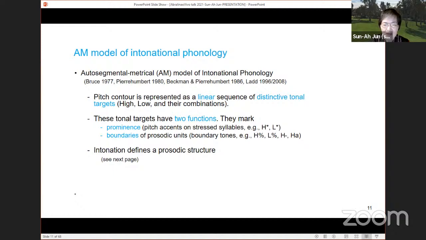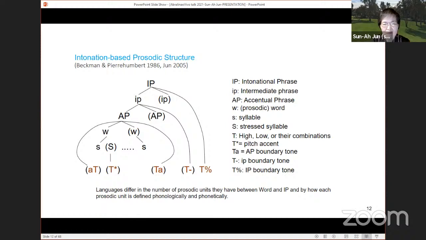So intonation defines a prosodic structure, and the structure is schematically shown in this tree. As you see here, the highest prosodic unit marked by intonation is the intonational phrase, which can have more than one intermediate phrase and is marked by a boundary tone. An intermediate phrase can have more than one accentual phrase and is also marked by a boundary tone. An accentual phrase can have more than one word, which is also marked by a final boundary tone, an initial boundary tone, or both. And a word can have, of course, more than one syllable, and some of the syllables can be stressed and carry a pitch accent. I put these all in parentheses because it depends on whether a language has stress and a pitch accent, or if the language has an accentual phrase, then this will not be present.